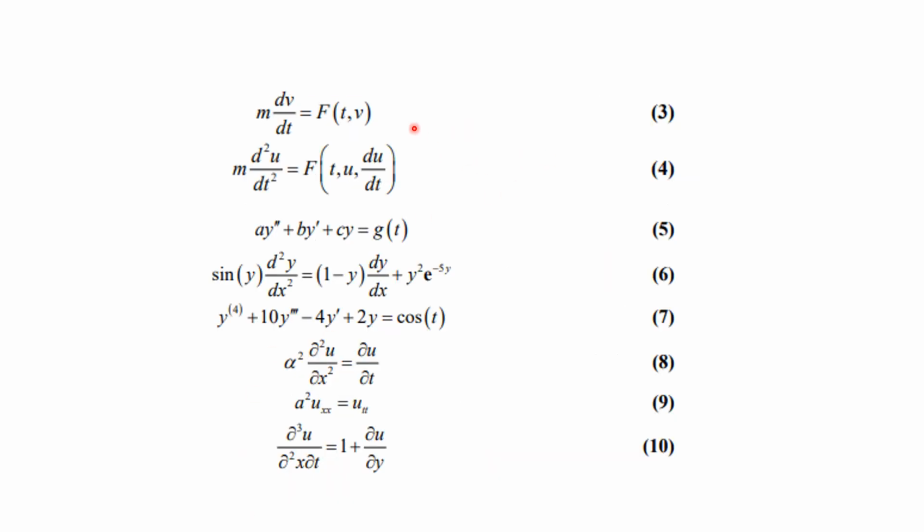Here are some examples. It is interesting, I think, that Newton's second law, F equals ma, can actually be described with a first order differential equation, where acceleration is the first time derivative of velocity, or a second order differential equation, where the acceleration is known to be the second time derivative of position. We have some other examples here.